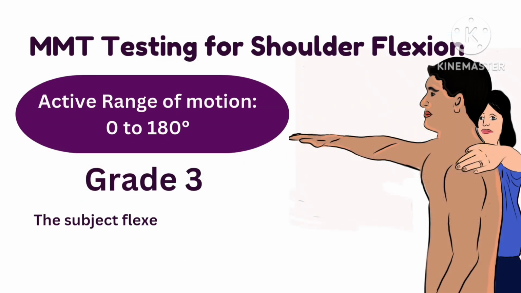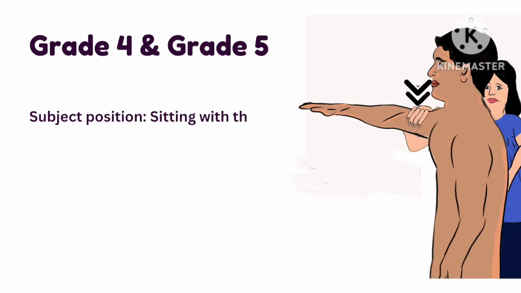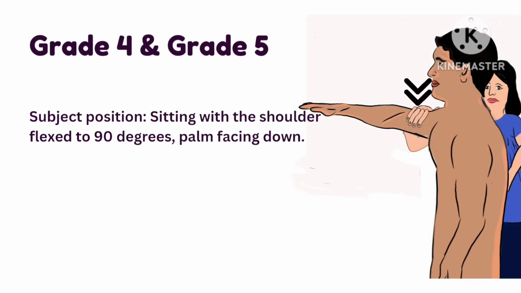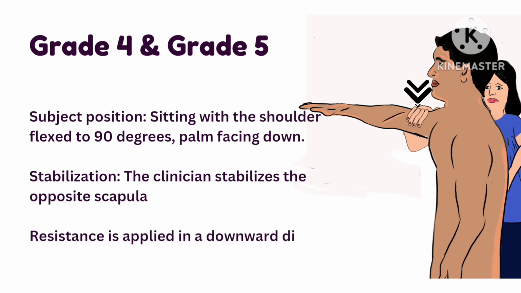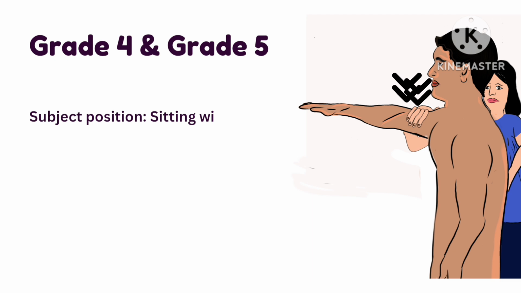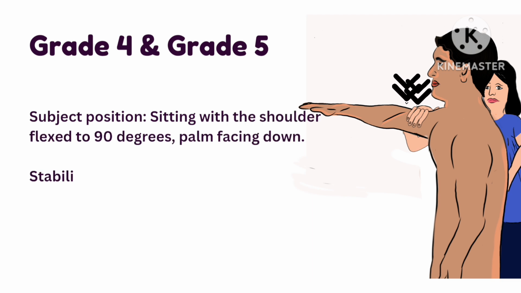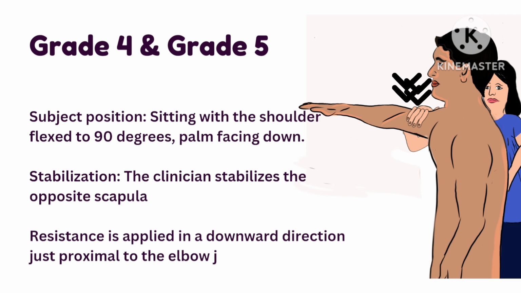As you can see, the range of motion is 0 to 180 degree, and in grade 3 the subject flexes the shoulder at least 90 degree without any resistance. In grade 4 and grade 5 the subject is sitting with 90 degree flexion and palm downward, and the resistance is applied in a downward direction. In the same manner, in grade 5, the resistance increases by the therapist.